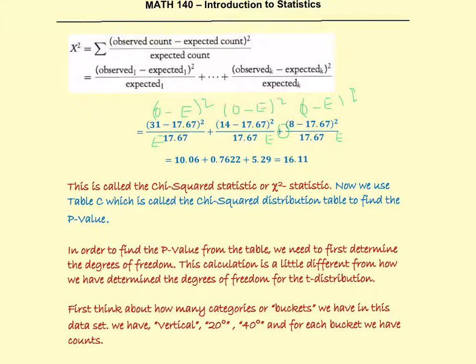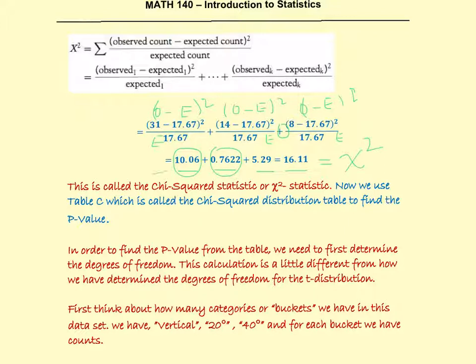Now calculate each piece separately. If you have 3 buckets, make sure you have 3 numbers added together to give you the final answer, which is the chi-squared statistic. This is called the chi-squared statistic. Now each of these numbers comes from each of the categories.